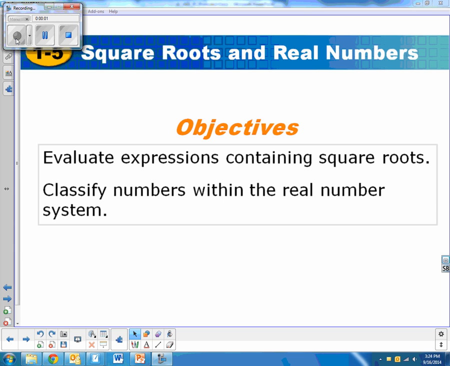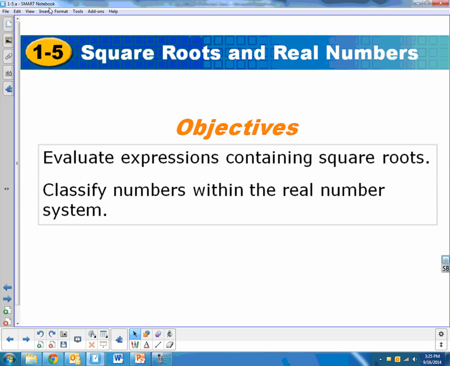All right, we are looking at square roots and real numbers. And so, again, there's that real numbers thing. We're going to talk more about real numbers and non-real numbers today. So we're evaluating some different things with square roots, and we're classifying numbers based on what type of number they are. I mentioned earlier that we had talked about integers. We talked about more numbers besides integers, and today's the day.